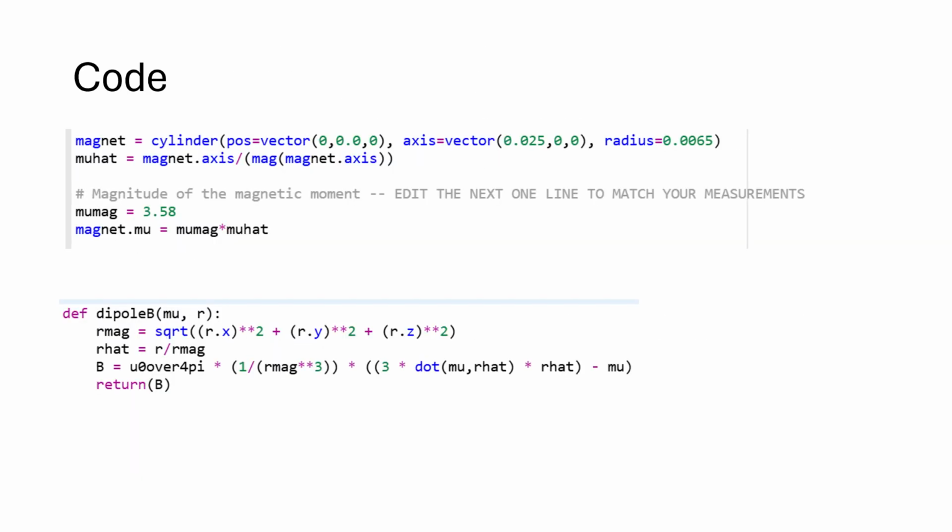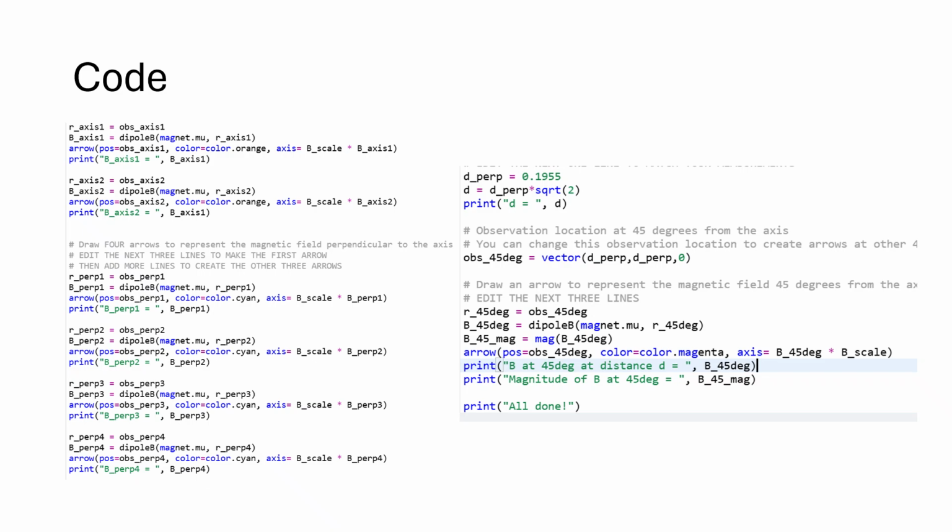Now we are onto my code, which will be a computational model of the lab. The initial condition of this code is the magnetic dipole moment, which we found in the previous slide, 3.58. And now we need a function to calculate the magnetic field from a dipole, which is the code on the bottom. Now here's the rest of the code.